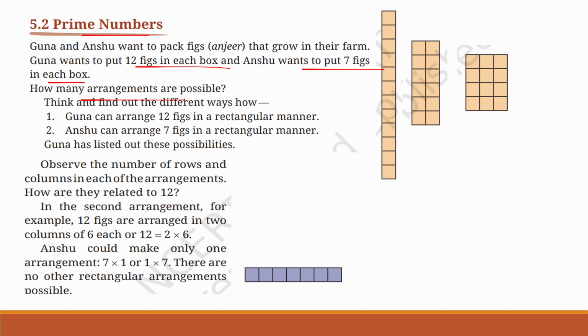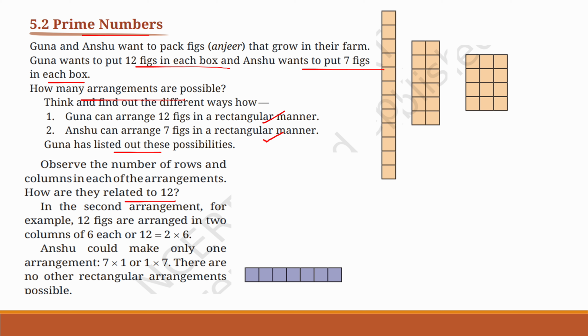Think and find out the different ways how Guna can arrange 12 figs in a rectangular manner and how Anshu can arrange 7 figs in a rectangular manner. We have to think about different possibilities. Guna has listed out these possibilities. Observe the number of rows and columns in each of the arrangements. How are they related to 12?